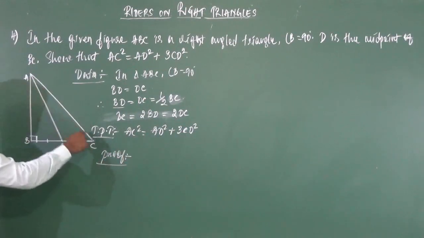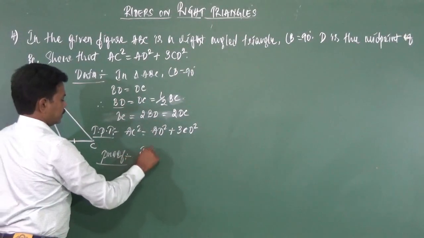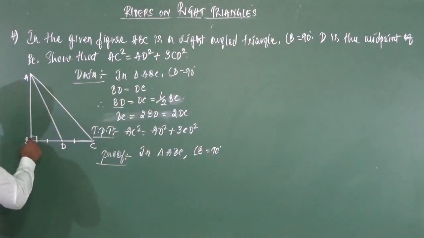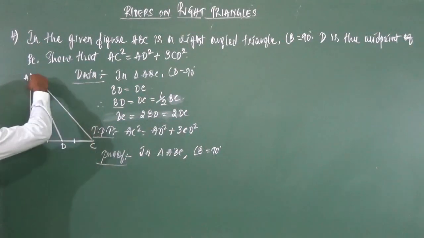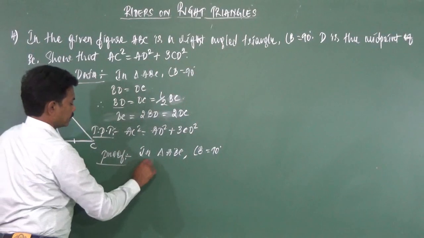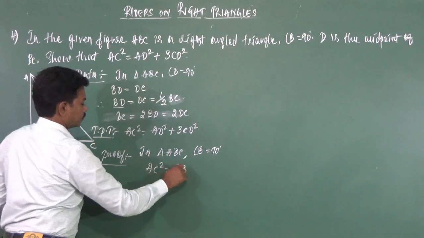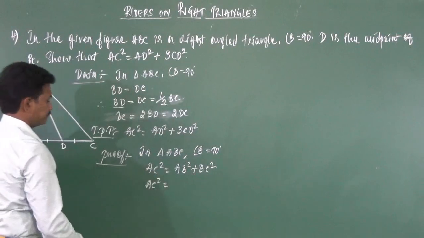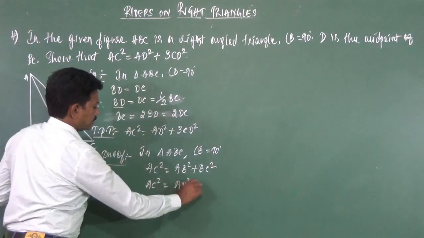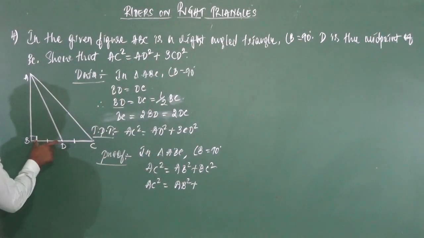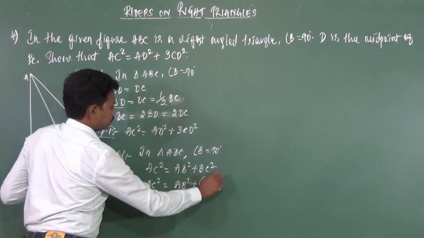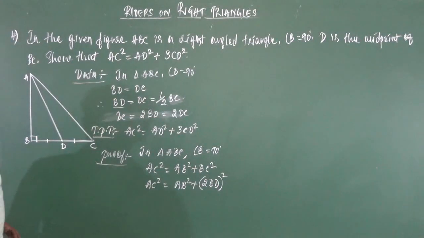Let us take the triangle ABC. So in triangle ABC, angle B is equal to 90 degrees. So according to Pythagoras theorem, the right angle opposite side is AC. So AC square is equal to AB square plus BC square. So AC square is equal to AB square, let it remain in the same manner, plus BC can be defined as 2 times BD, whole square.